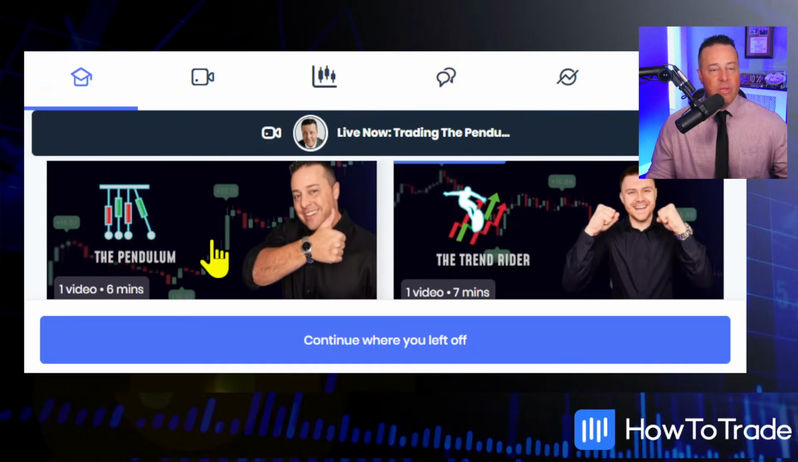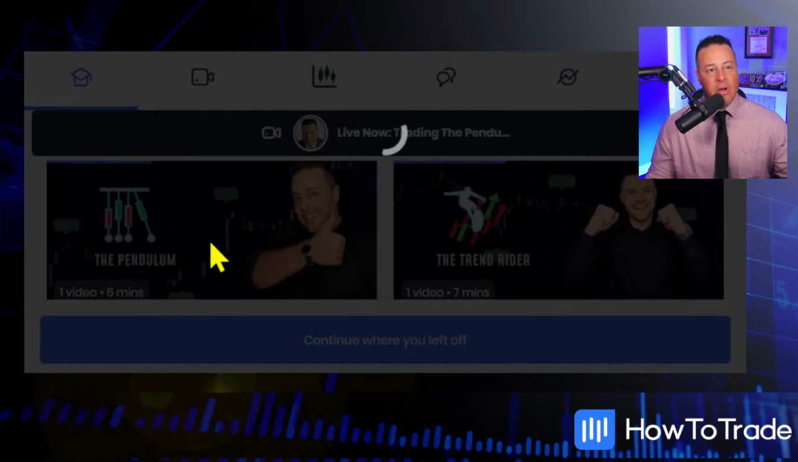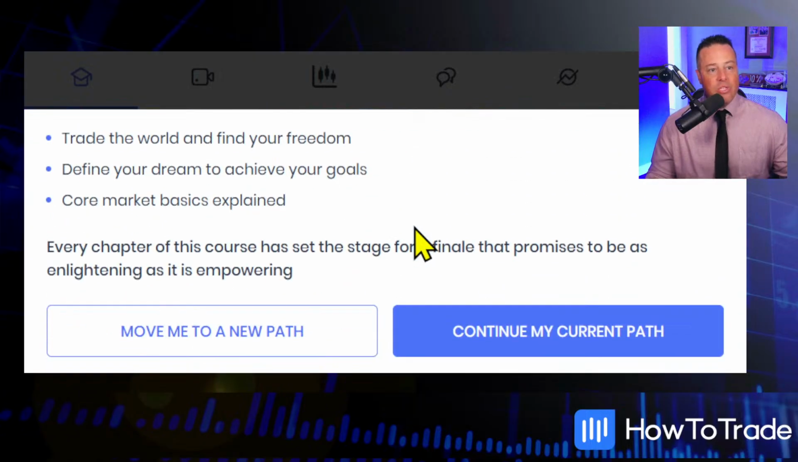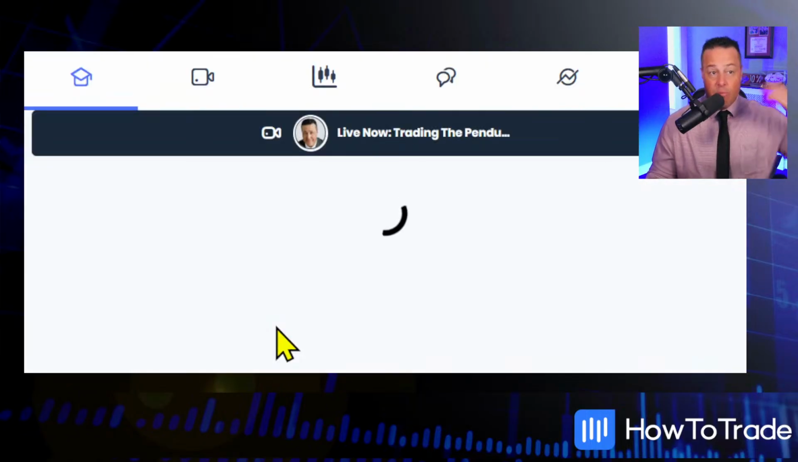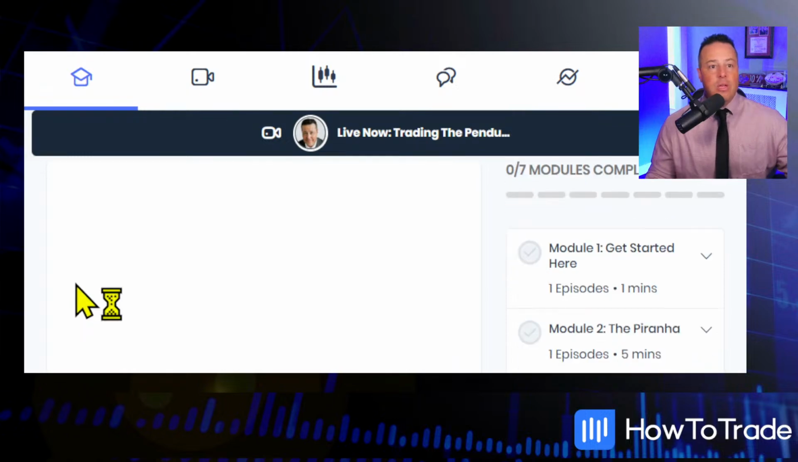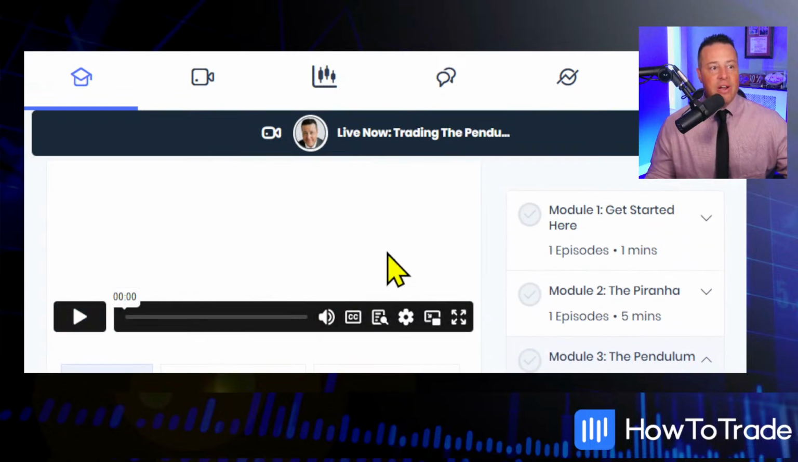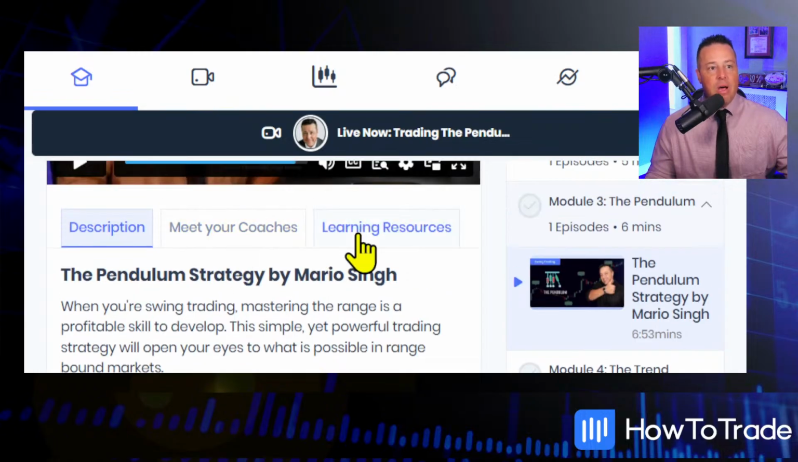Today, we're going to be looking at the pendulum. Typically, you're going to give that a click, and you're prompted with this screen. Once you get this screen, you just want to click Move Me to a New Path, and you will be able to watch the video in its entirety. The Pendulum Strategy, as you can see, here it is. We've got a pretty nice tutorial here. It's only about 6.5 minutes long. Definitely check it out.